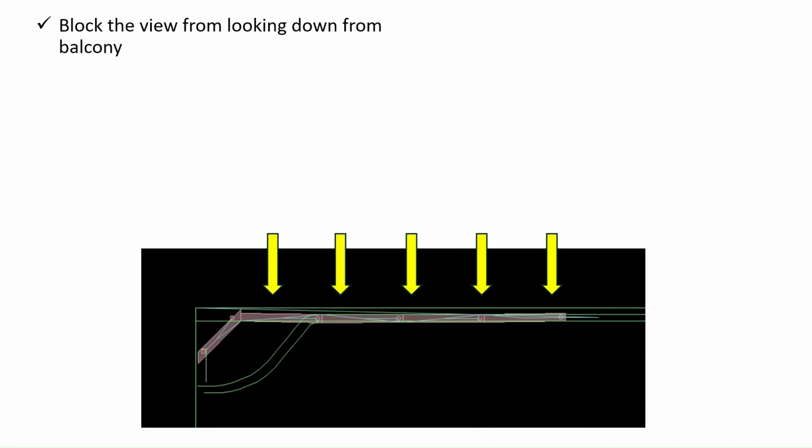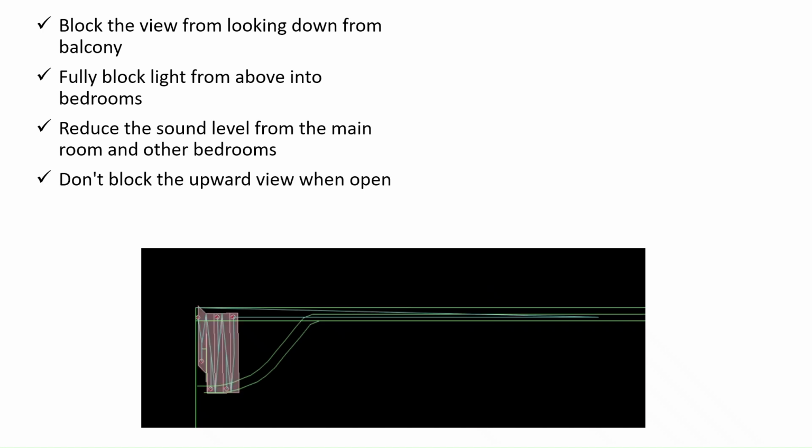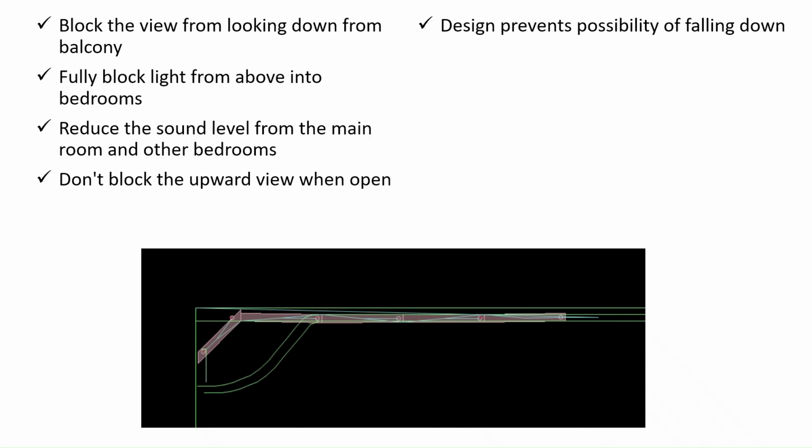But to be sure, let's look through the requirements checklist. Does it block the view looking down from the balcony? Yep, that's pretty easy. And of course it also blocks light by that same token. Does it reduce the sound from the main room and from the other bedrooms? Yes, because it has a full seal around the beginning and all the edges. When it's open, it won't block the upward view because it compacts against the wall. Being mounted on rails all the way through the opening motion should prevent it from falling down pretty securely.